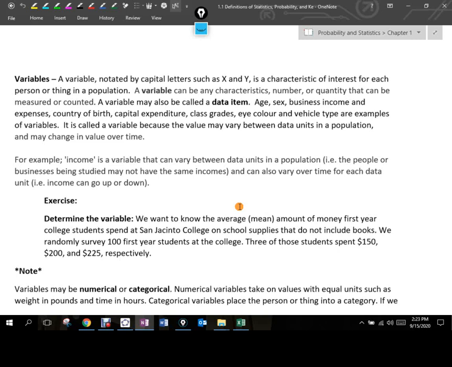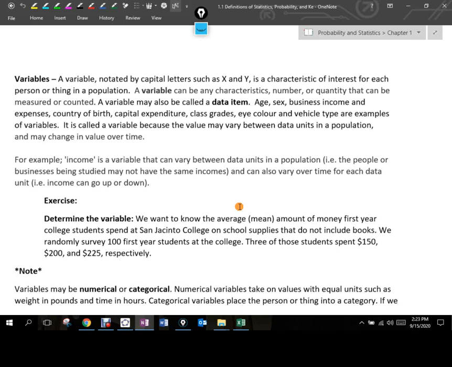Okay, so that's what we're talking about, a variable. It's called a variable because the value may vary between data units in a population and may change in value over time. So your height, your weight, those things individually are going to change over time, but also compared to the people in the population or the sample, they are varying as well.